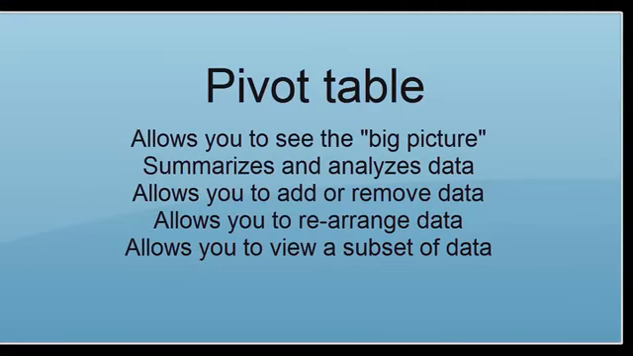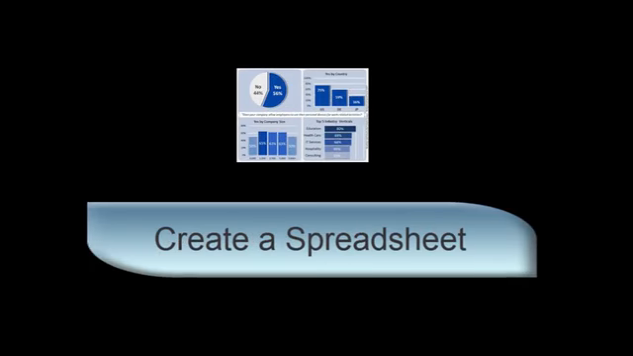Microsoft explains that a pivot table report can help you see the big picture by summarizing and analyzing your data. You can control how Excel summarizes the data, such as by sum, average, or count. In a pivot table, you can quickly add or remove data, rearrange the layout, and view a subset of the data.